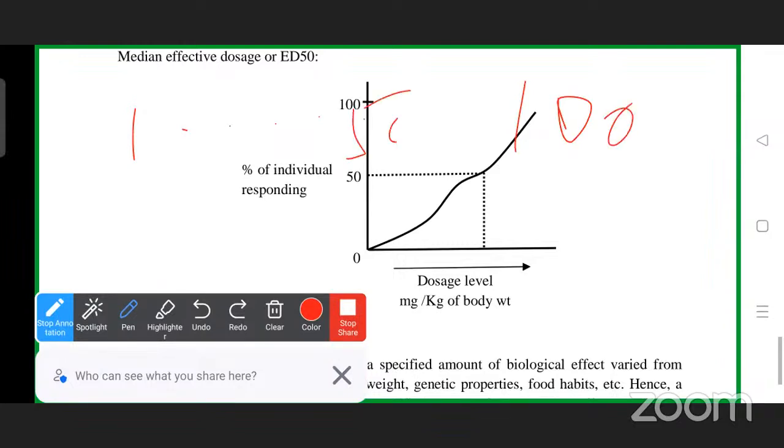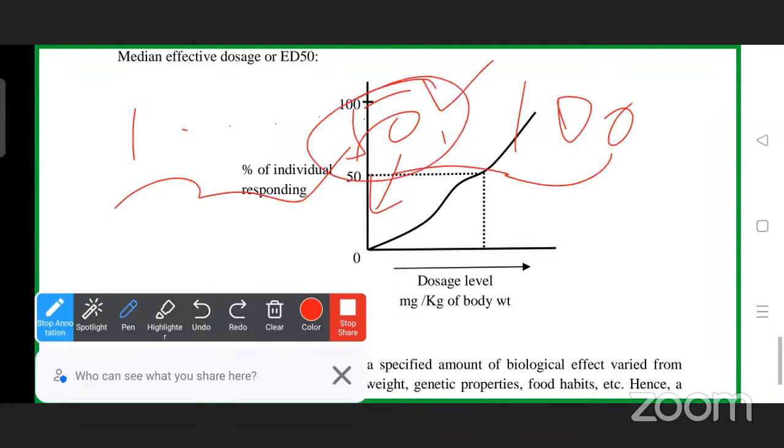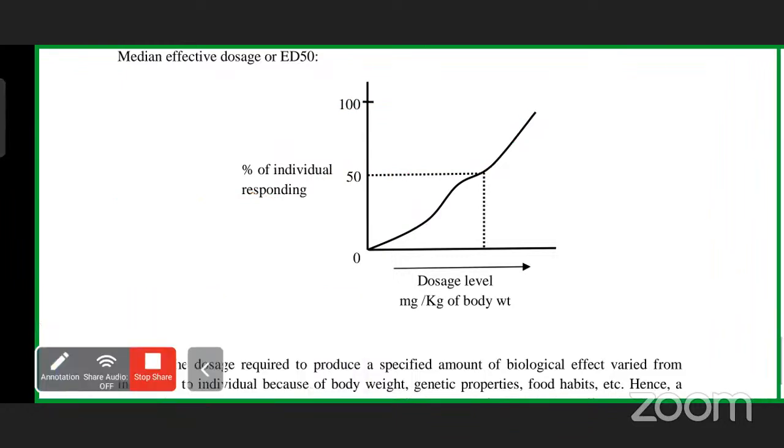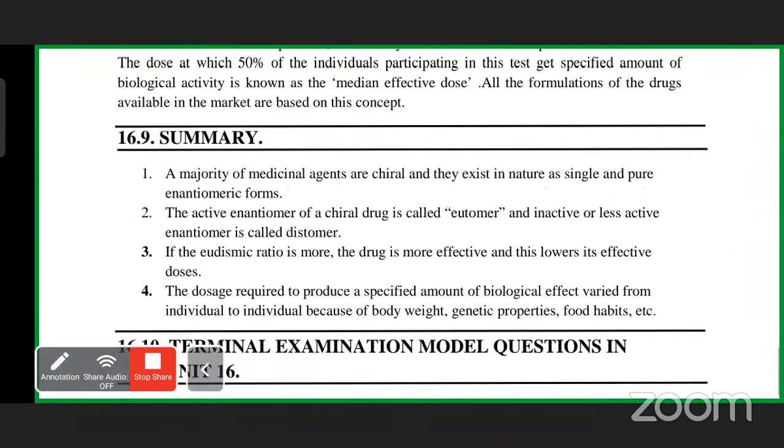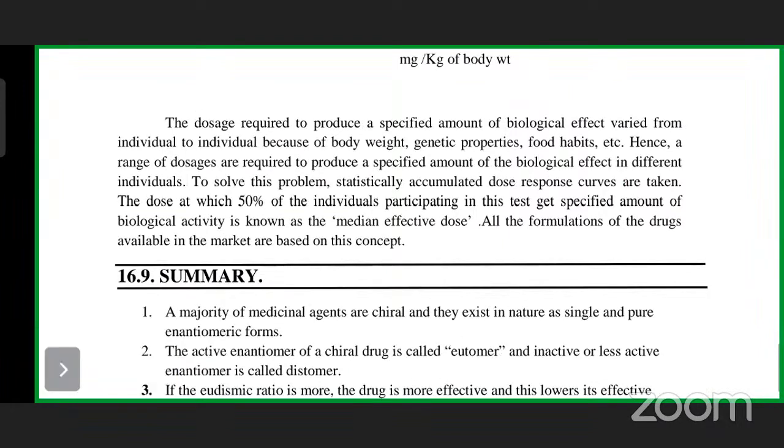So here it is 50. Generally we'll consider 50. If 50 individuals or experimental trials are responding to this, then we'll pass this particular medicine. There is no need to check up to 100. Anyhow we'll go by the 100, but if 50% are responding to this, based on that we'll decide the dosage here.